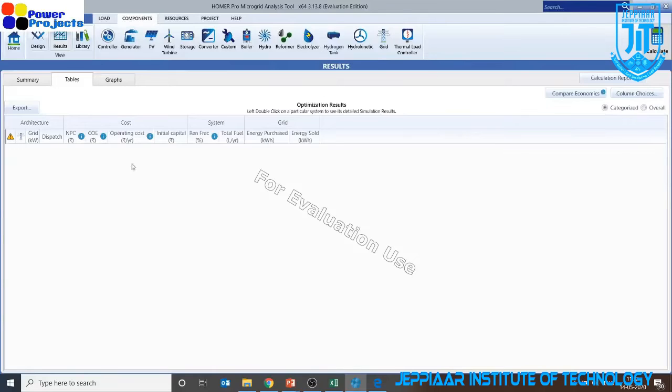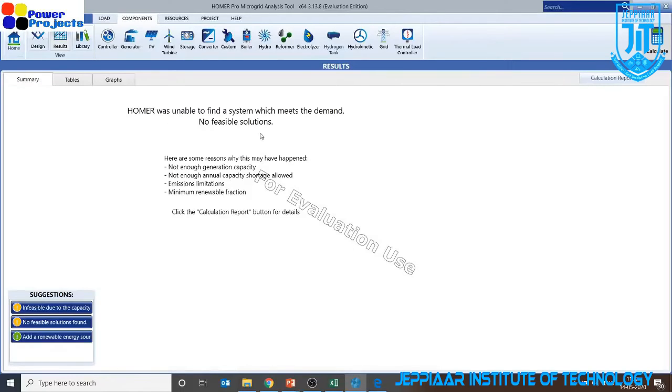Yeah, here you can see the optimization results. There are no results, right? You have seen there are no results. HOMER was unable to find a system which meets the demand. No feasible solutions. It's saying not enough generation capacity, not enough annual capacity shortage allowed, emission limitation. So this software is not able to find an optimal solution.